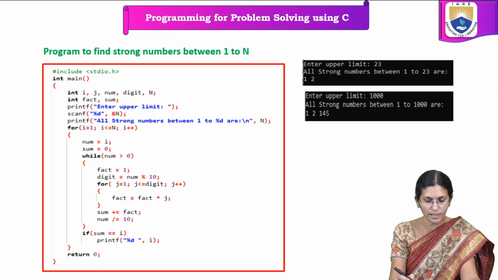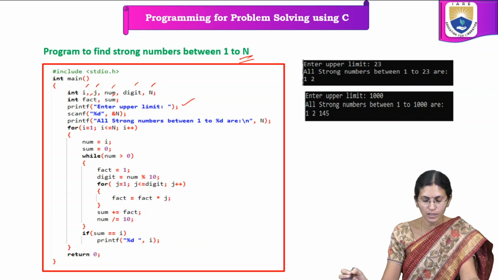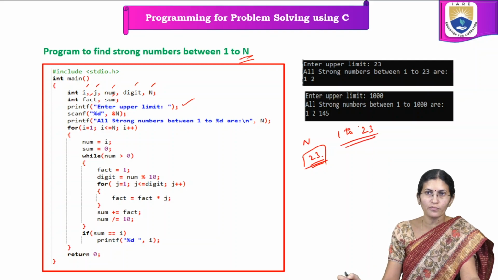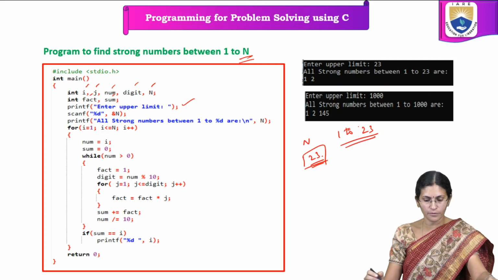For this we are declaring these variables, i, j, all are integer variables, num, digit and n, and then two more variables, fact and sum. So here we are asking the user to enter some upper limit. So upper limit specifies here capital N value. Suppose the user is entering 23. So value of n is equal to 23. So this is the upper limit. So that means in this range 1 to 23, we need to find how many strong numbers are there.